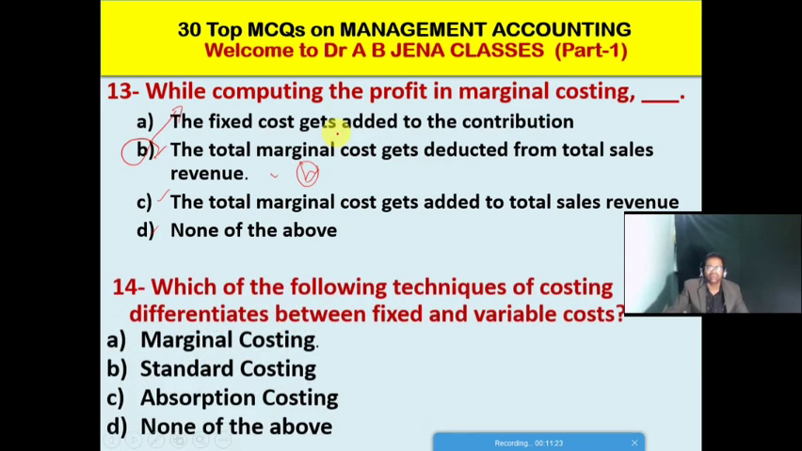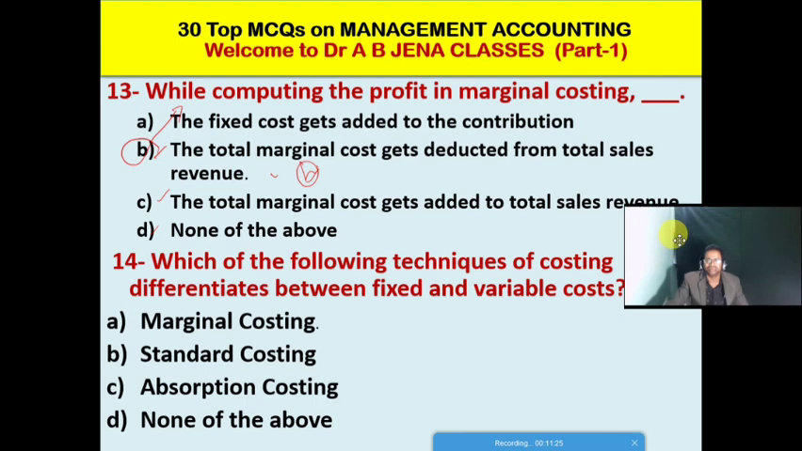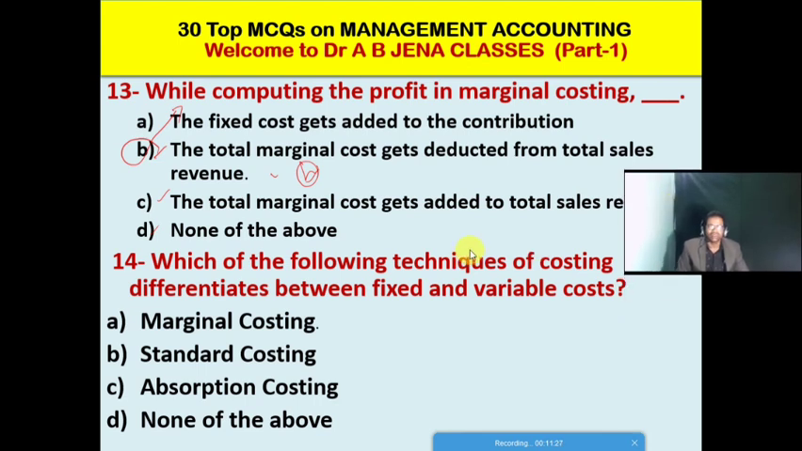So B is the right option for this MCQ. So next MCQ. Which of the following techniques of costing differentiates between fixed and variable cost? Which technique is used? A. Marginal costing. B. Standard costing. C. Absorption costing. D. None of the above.